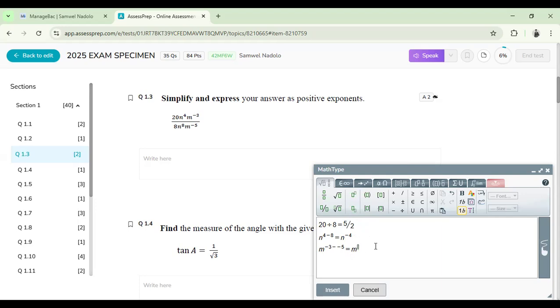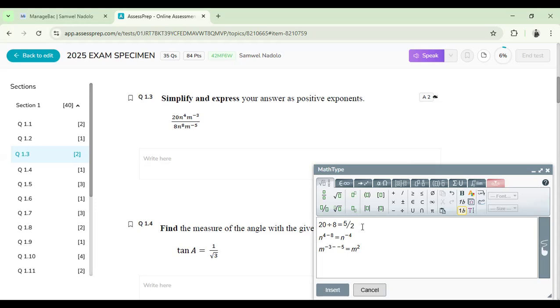Minus 3 minus minus 5, that should be minus 3 plus 5, which is the same as positive 2. You can use a number line, or you can choose the calculator option to help you do that operation. Or if you have a calculator with you, use it to do that.